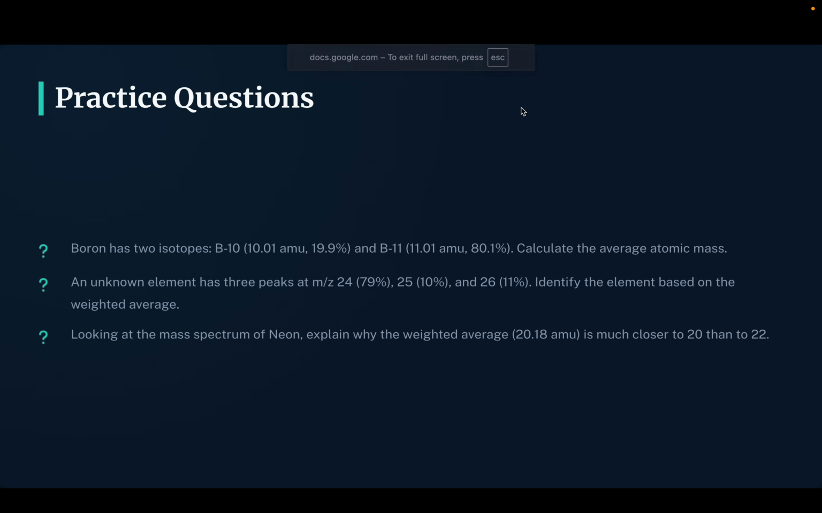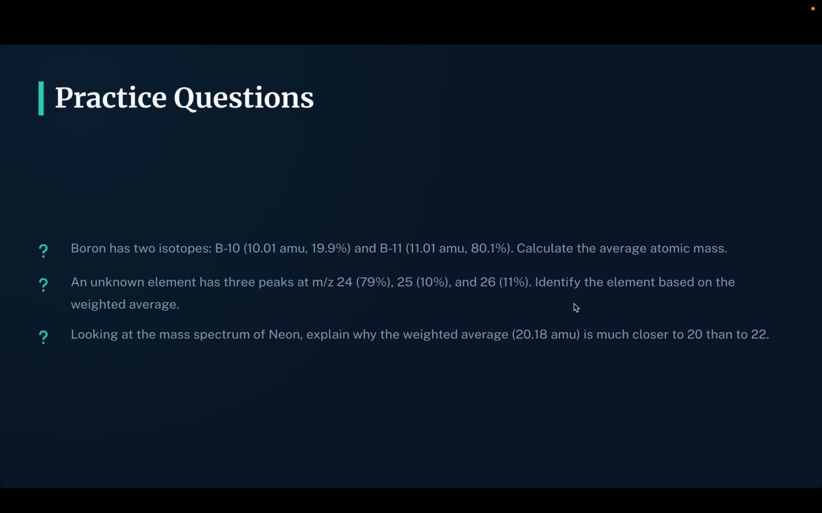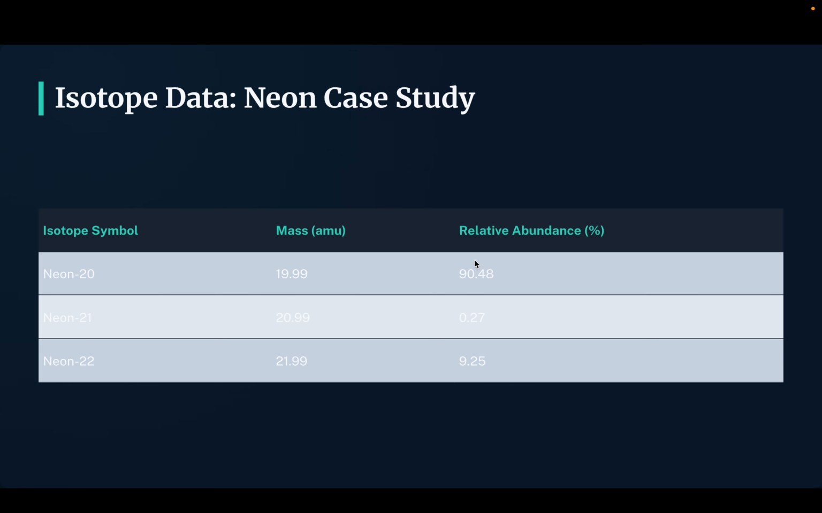And then the final question they're asking is, when we look at this neon thing, why is the weighted average much closer to 20 than 22? It's a very simple answer. That's because 90% of neon in our entire universe exists as neon 20. Of course, the weighted average will be closer to 20 because that's where most of our data is clustered.